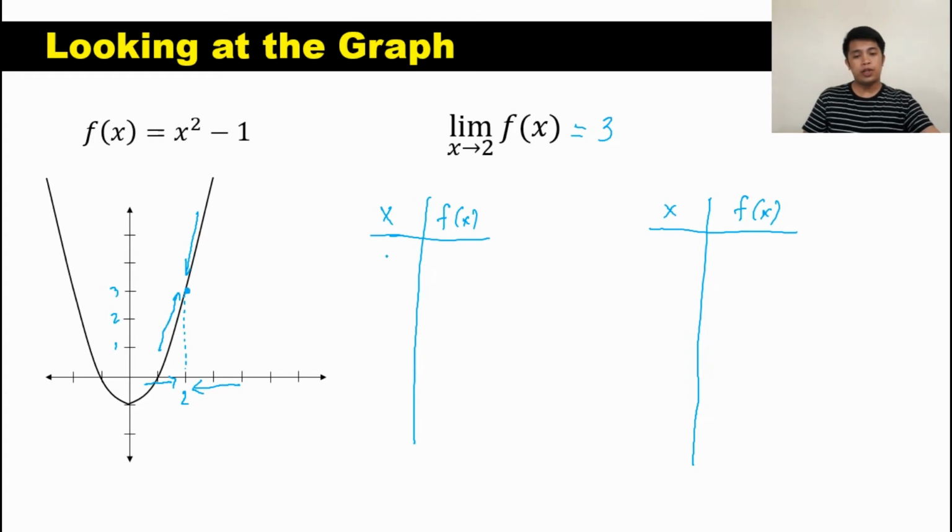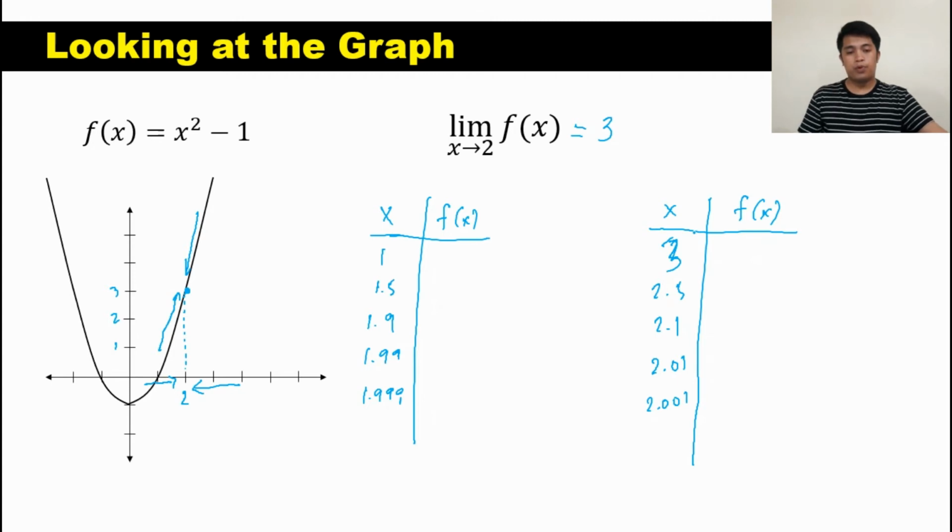So as we move closer and closer to 2, we have the values 1, 1.5, 1.9, 1.99, and 1.999. Dinhi pod, we have 3, 2.5, 2.1, 2.01, and 2.001. Okay, we move closer and closer to 2 from both directions.